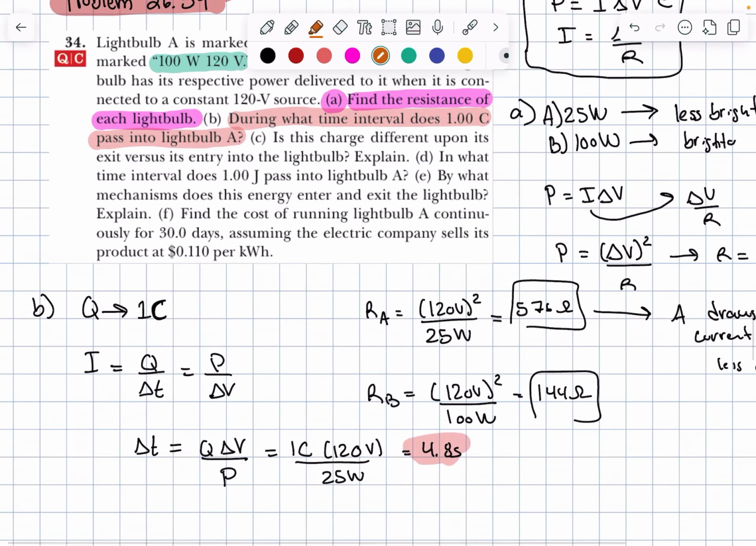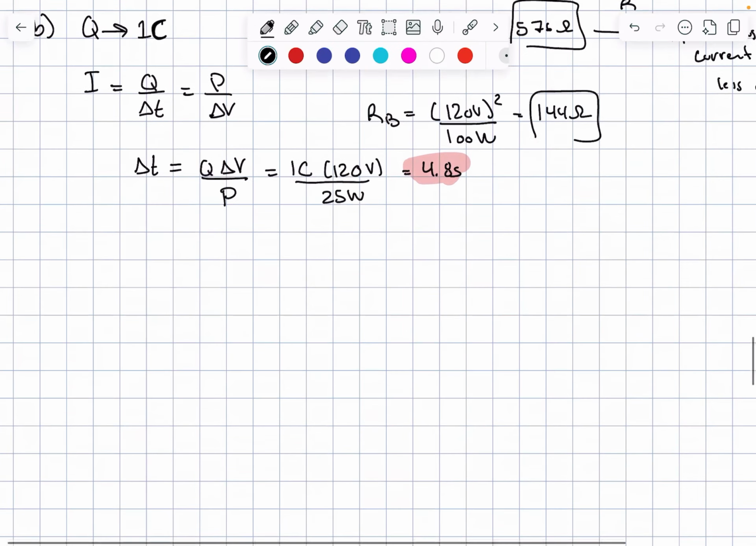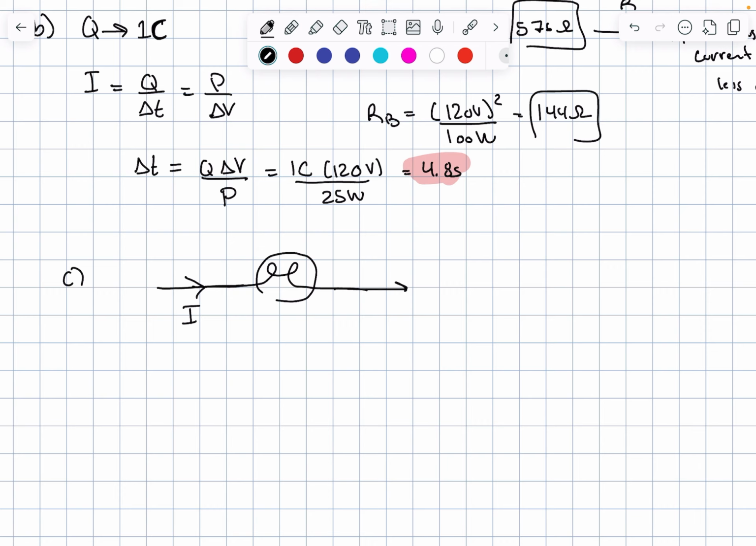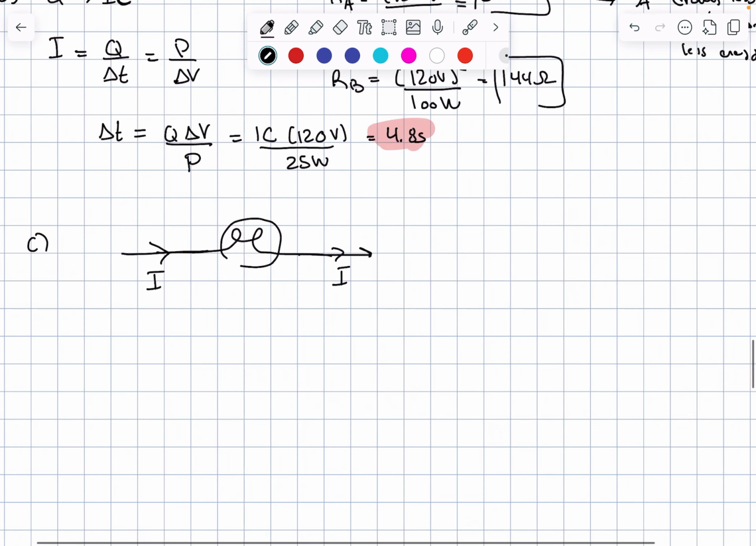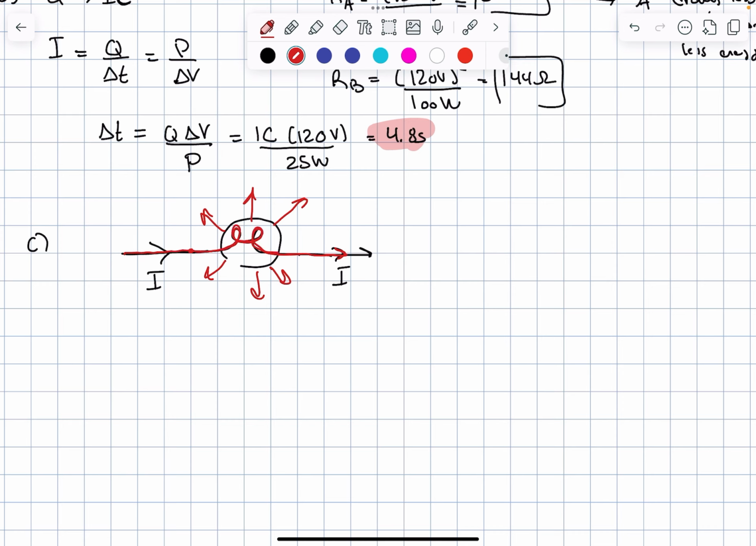Now C says, is this charge different upon its exit versus its entry into the light bulb? Explain. So what we're saying is, for C, we have our light bulb, and remember, the current before and after is the same. So we have the current everywhere is constant. But what happens is, let's say this is our charge, it enters into our light bulb, and we have energy that gets transferred to the light bulb. And we're going to see that that's going to be in forms of heat and electromagnetic radiation. But there's still the same amount of charge that goes in and goes out.